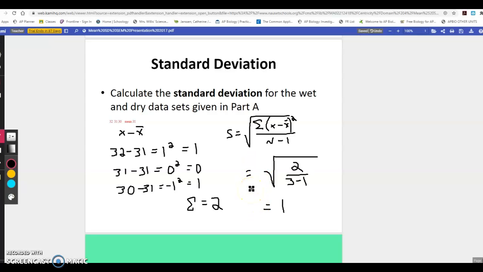So what that means is our mean was 31, and our standard deviation plus or minus 1 means that on average our values were 1 degree warmer or 1 degree cooler than the average. All the values were falling within there.